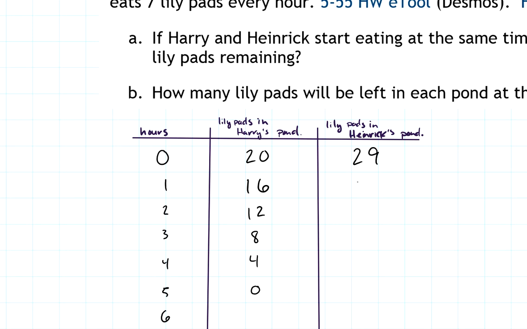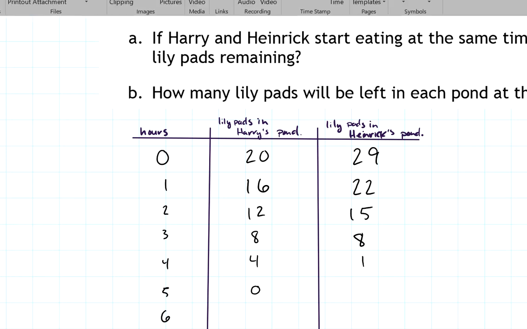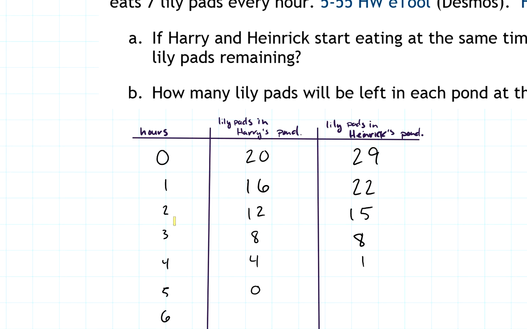So after 1 hour, he's down to 22. I'm going to take 29 and subtract 7. That gives me 22. If I subtract 7 again, I'm at 15. Subtract 7 again, I'm at 8. Subtract 7 again, I'm at 1. And actually, we can see it right there. The time when they both have the same number of lily pads is at the end of 3 hours. Both ponds, Harry's and Heinrich's, would have the same number of lily pads.